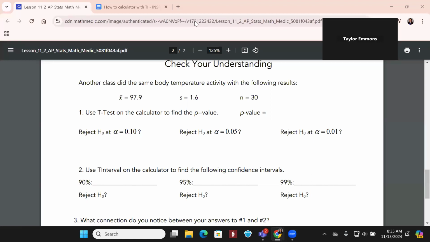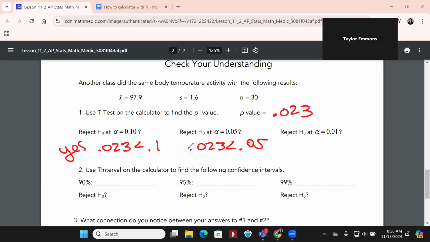Okay, another class did the same body temperature activity with the following result. Use the t on the calculator to find the p-value. What was your p-value here? Yep. All right. Are we going to reject the null? So is 0.023 less than 0.1? Yes. Is 0.023 less than 0.05? Is 0.023, so no.